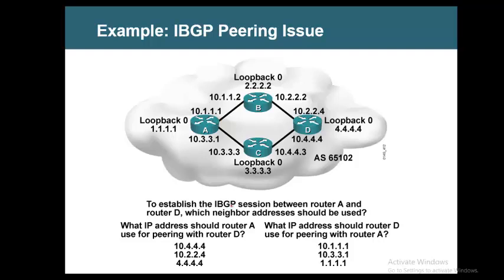under the neighbor statement. It means that router A's neighbor address will be 4.4.4.4 to form neighbor with D. Likewise, router D's neighbor address will be 1.1.1.1 if D wants to form neighbor with A.